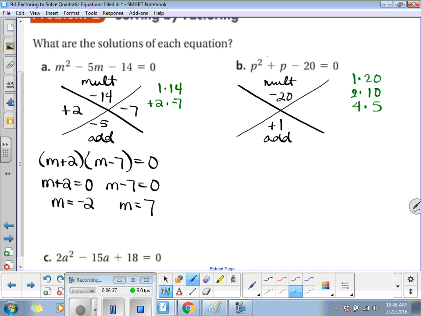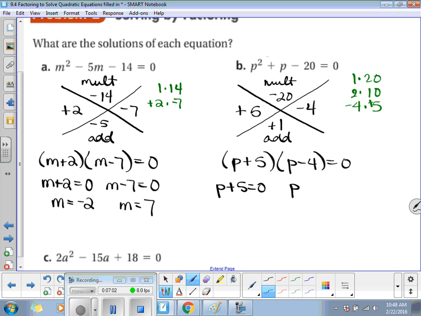Very good. So we're going to have a positive 5 and a negative 4. So we've got p plus 5 times p minus 4 equal to 0. So p plus 5 is equal to 0, or p minus 4 is equal to 0. So p is equal to negative 5, and or p is equal to positive 4. And those are your solutions.